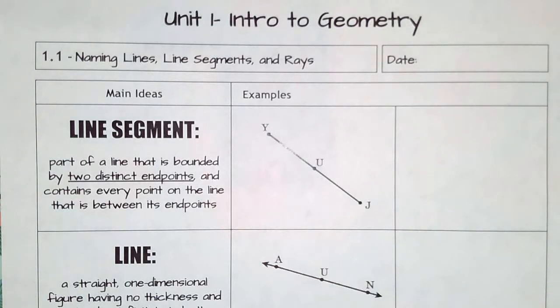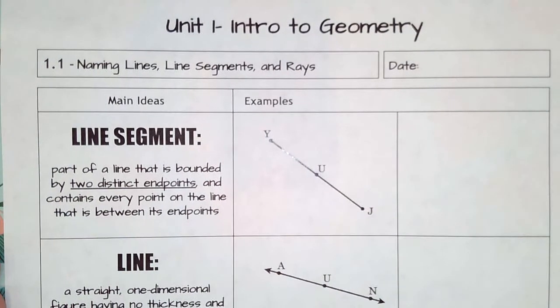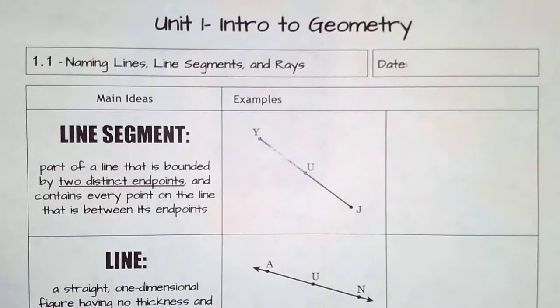All right, so this is our first unit called Intro to Geometry, and our first lesson is called Naming Lines, Line Segments, and Rays. So this first unit is going to be pretty simple because it's just really getting familiar with how you write about the objects that we're going to learn in geometry. Okay, so the first thing we need to talk about is a line segment.